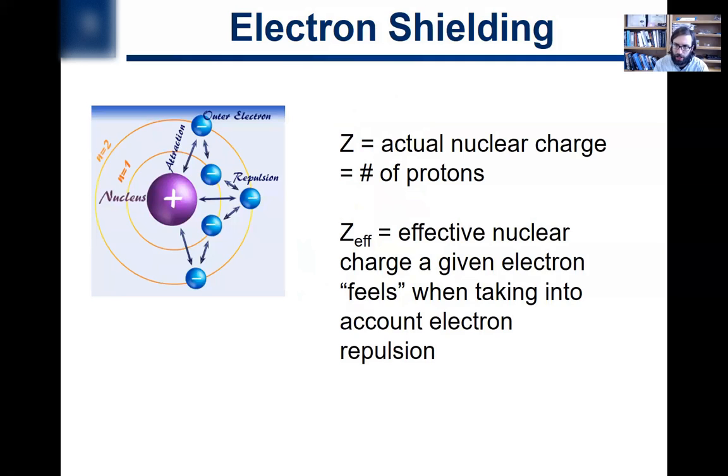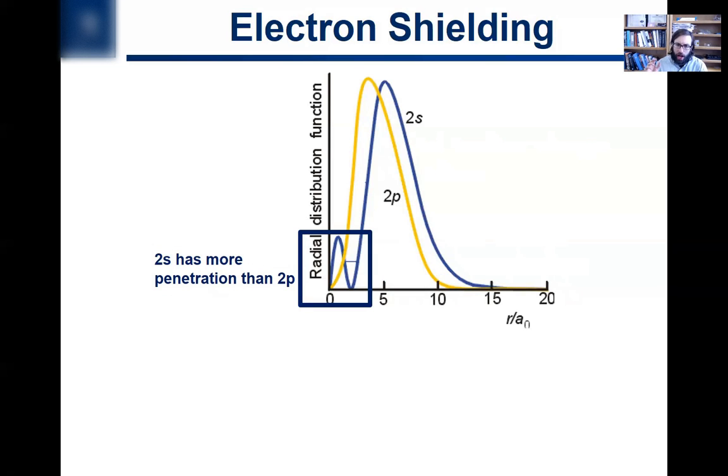And so effective nuclear charge, Z_eff, will always be less than the actual nuclear charge. The textbook goes over some empirical rules called Slater's rules of how you can estimate what the effective nuclear charge is for these electrons, no matter where they are. But we're not really going to emphasize that, or I'm not going to test you on that in this course. And so again, now we can answer this question: why is the 2s lower in energy than the 2p?